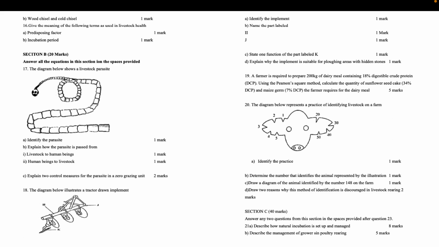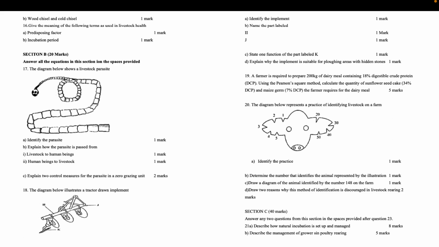17. The diagram below shows a livestock parasite. A. Identify the parasite, 1 mark. B. Explain how the parasite is passed from: I. Livestock to human beings, 1 mark. II. Human beings to livestock, 1 mark. C. Explain 2 control measures for the parasite in a zero grazing unit. 2 marks.